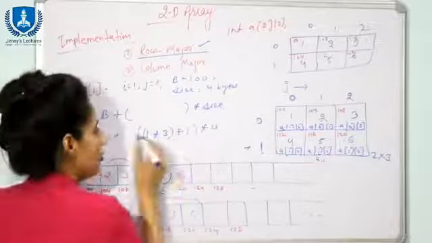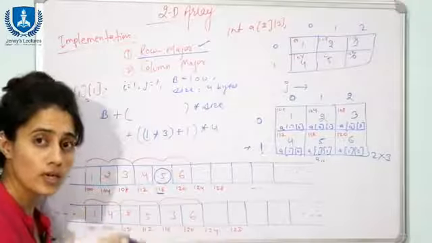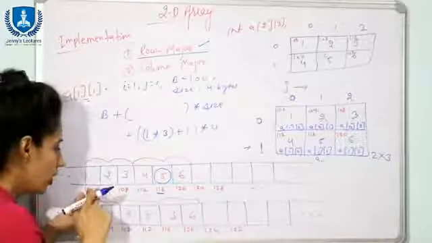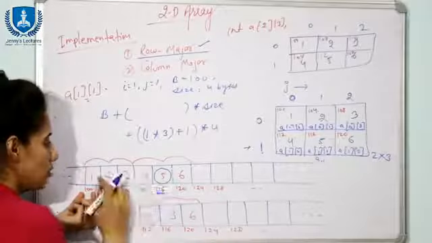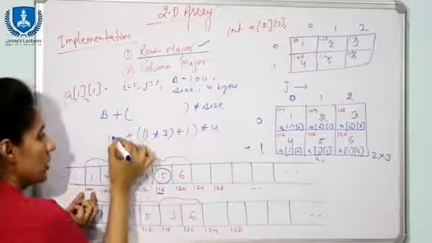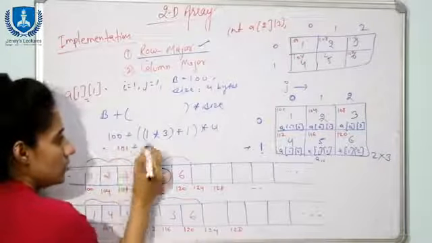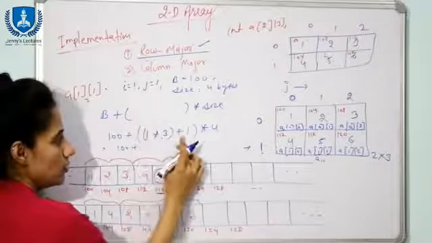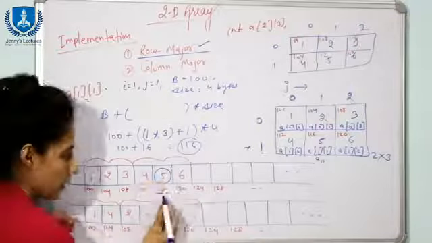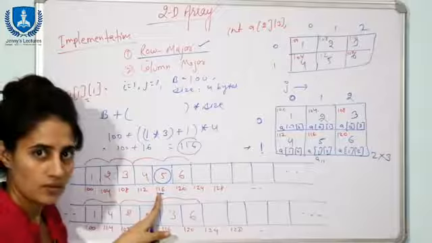Now we add the base address. You start from 100, cross 4 elements, and then reach 5. Suppose I take the base address as 100. So the answer would be 100 plus 3 into 1, 3 plus 1, that is 4, 4 into 4, that is 16, that is 116. The address of this 5 is 116.